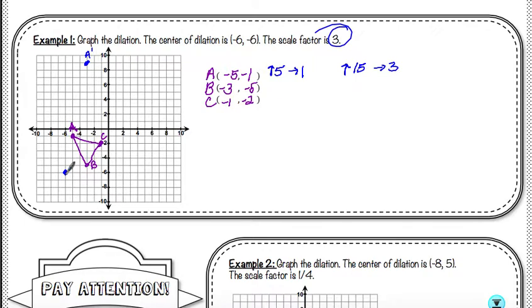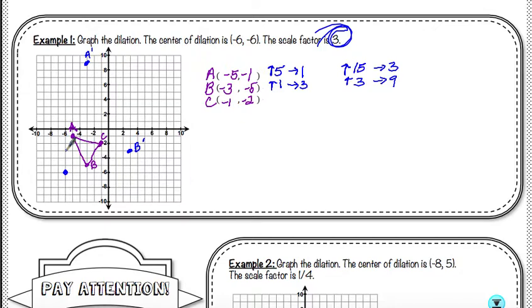Let's go to B. How do I get from this blue point to B? I go up 1 and over 1, 2, 3. Let's write that down. Up 1 and to the right 3. So I want to do triple that. Up 1 times 3 is 3, and 3 times 3 is 9. I go up 3 and over 9. 1, 2, 3, 4, 5, 6, 7, 8, 9. That's B prime.